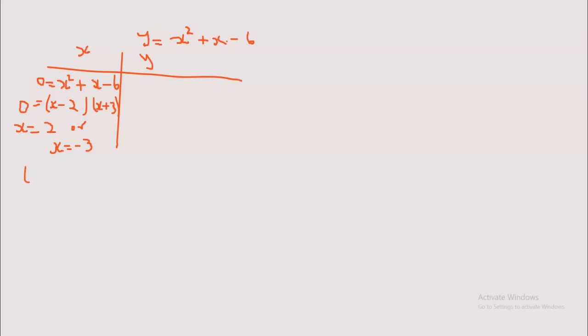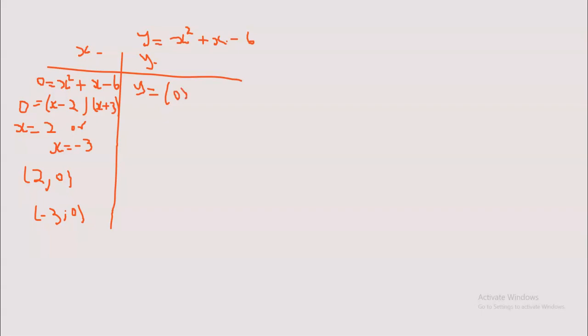So my two intercepts will be 2 and 0, remember y is 0, and the other one will be negative 3 and 0, because y must be 0 in the x-intercept. That's it, just take them down there. Then remember, for the y-intercept, x must be 0. Wherever we see x, just put 0 there.